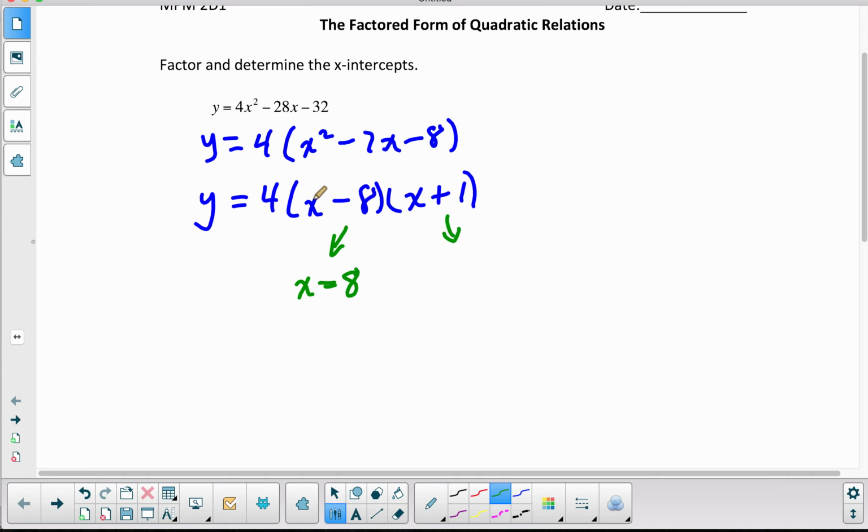So again, the x-intercepts are the values for x that make the equation equal to 0. Over here, if we were to replace x with -1, then we get -1 plus 1 is 0, and 0 times all the rest of it is just going to be 0. So that's why we take the opposite values of those numbers that are inside the brackets.